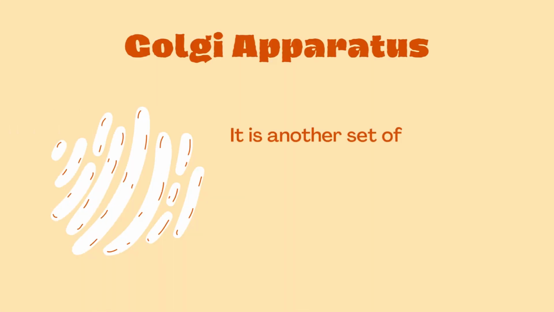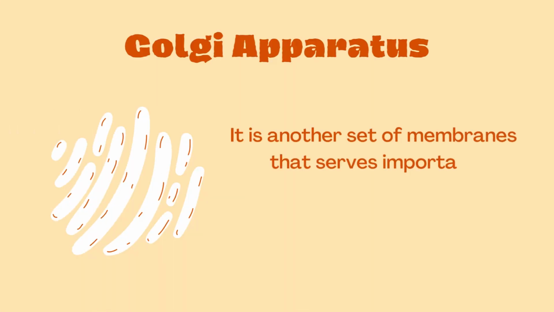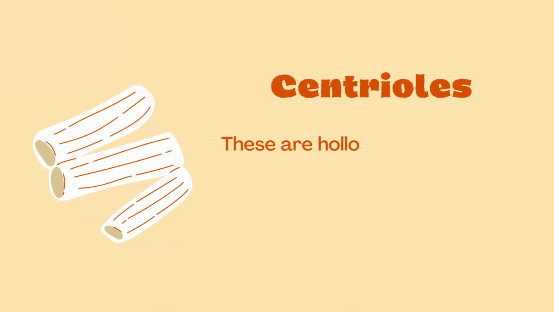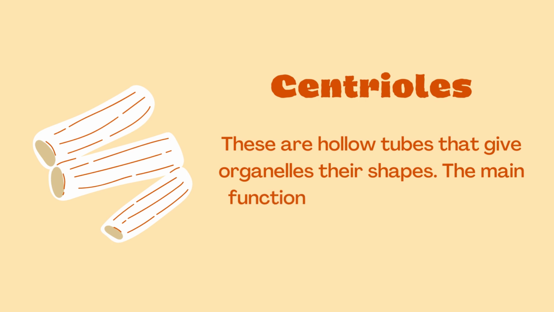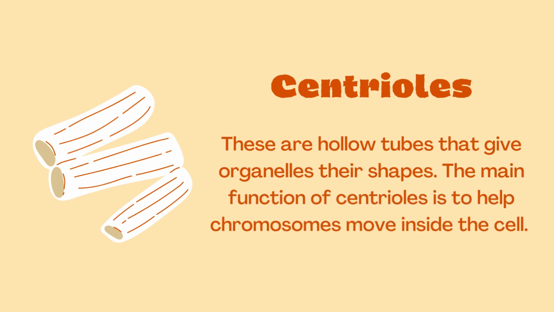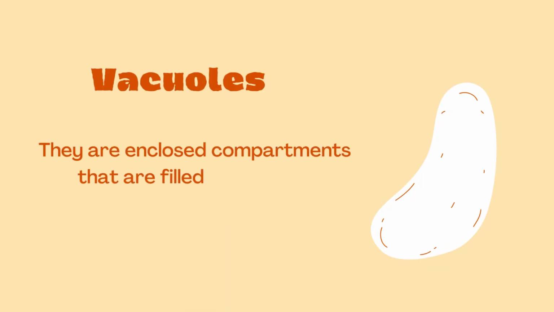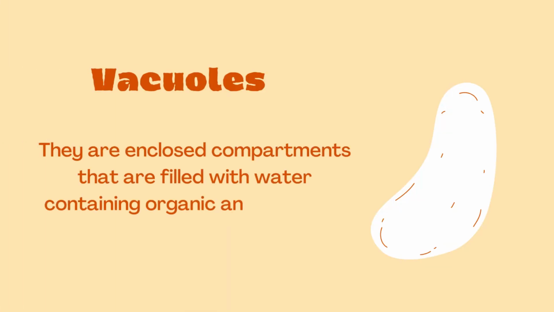Golgi apparatus. It is another set of membranes that serves important functions, including modifying proteins and transporting substances out of the cell. Centrioles. These are hollow tubes that give organelles their shapes. The main function of centrioles is to help chromosomes move inside the cell. Vacuoles. They are enclosed compartments that are filled with water containing organic and inorganic molecules.